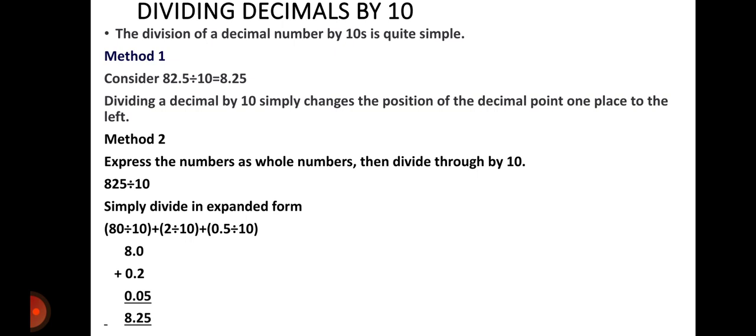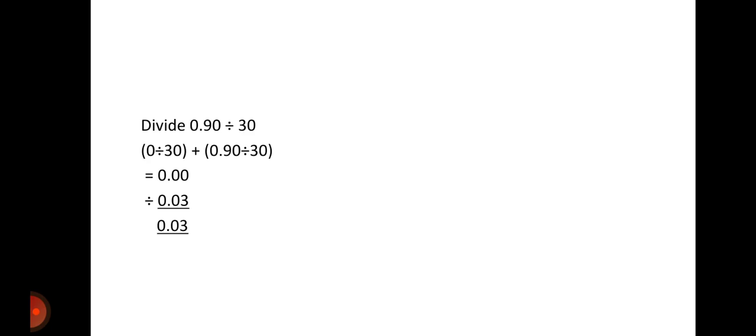Now we're dividing it by a whole number. 10 is just a whole number. There is no fraction attached to it. So 82.5, which is the fraction, divided by 10 as a whole number, gives us 8.25. Let's go further. We also divide 0.90 divided by 30.